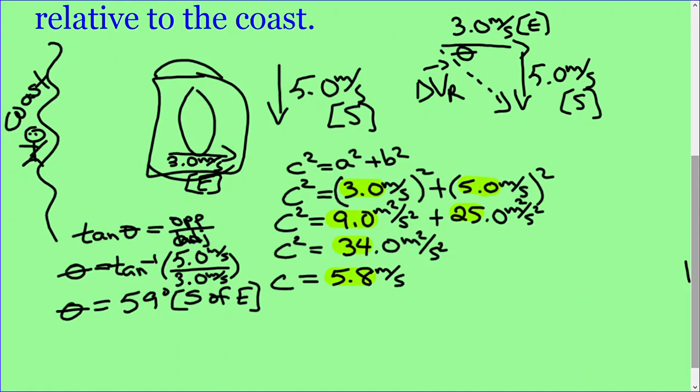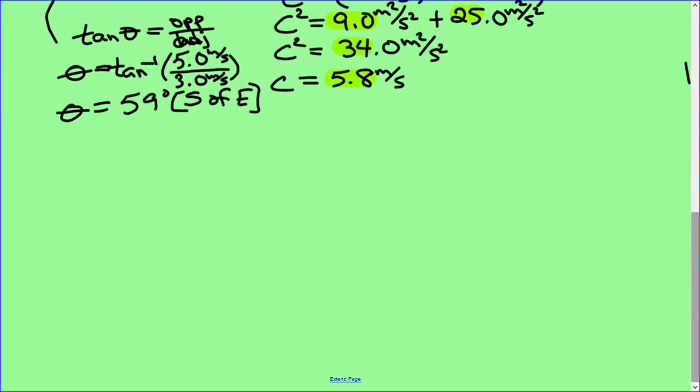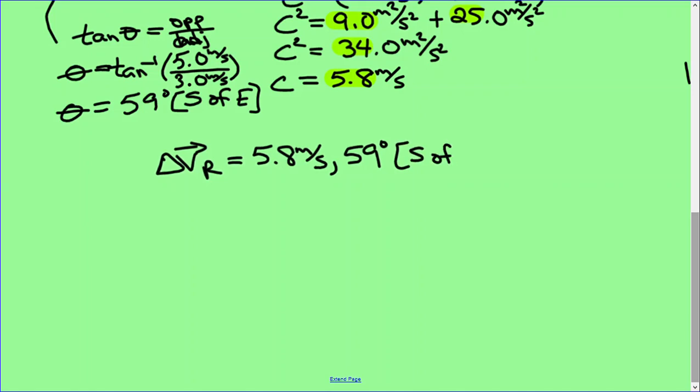So if I want to put everything together, the resultant velocity is going to work out to be 5.8 meters per second at 59 degrees south of east.